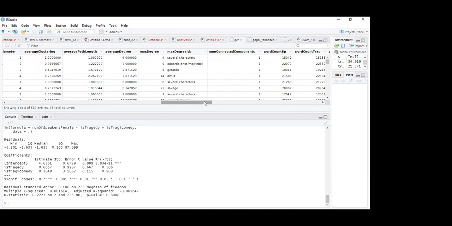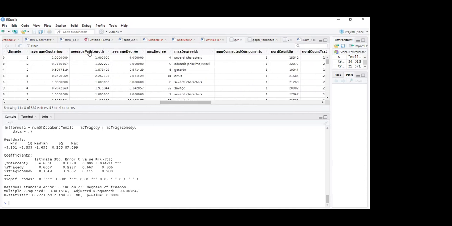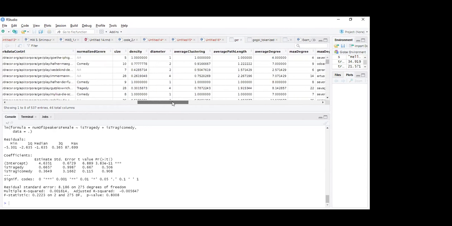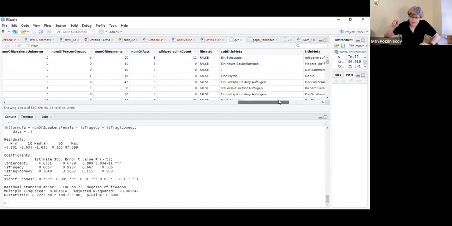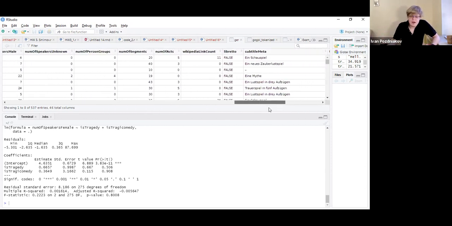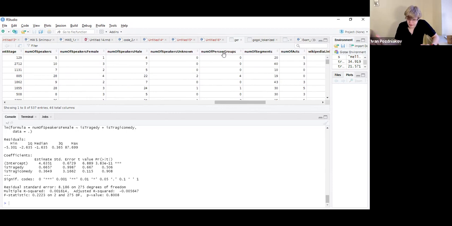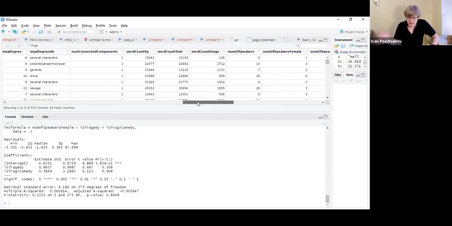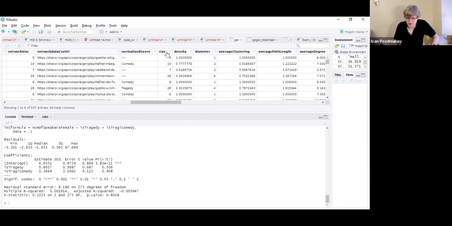So I need to find some variable with the characters, or maybe I have found a variable with average length. There was something. No, average length is something like, from graph theory, the average shortest path from every point to every other point. So actually, you have size. Size is the number of all characters that you have, both male and female. And very rarely you have also something like unknown, but it's actually pretty rare, so you can ignore it. Or you can calculate it more precisely if you want.